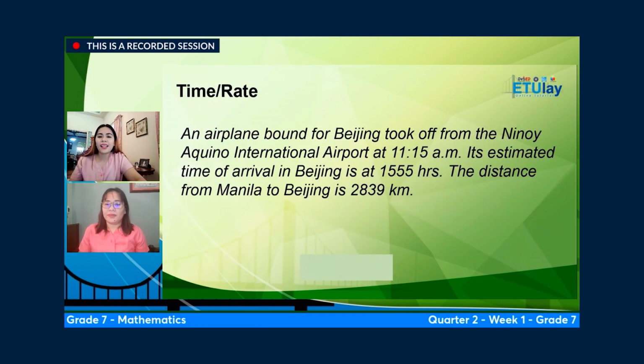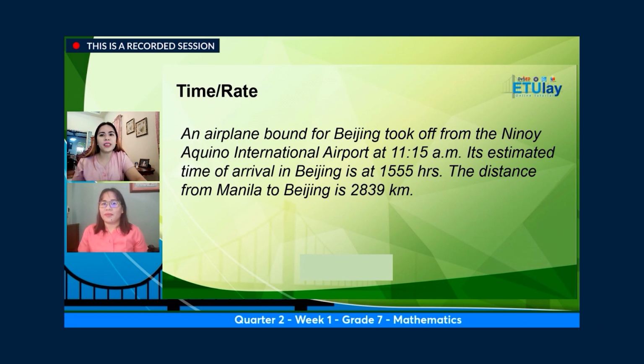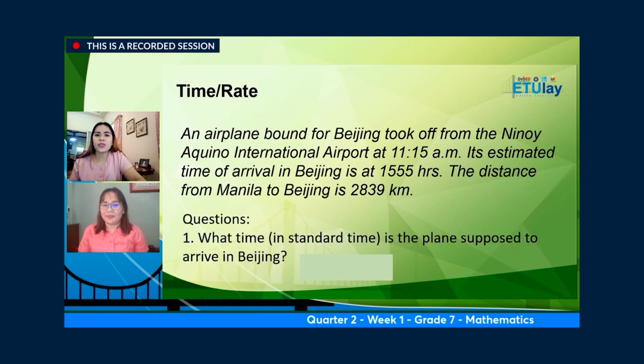Okay, next is time or rate. An airplane bound for Beijing took off from the Ninoy Aquino International Airport at 11:15 a.m. Its estimated time of arrival in Beijing is 15:55 hours. The distance from Manila to Beijing is 2,839 kilometers. Okay, first question. What time in standard time is the plane supposed to arrive in Beijing?